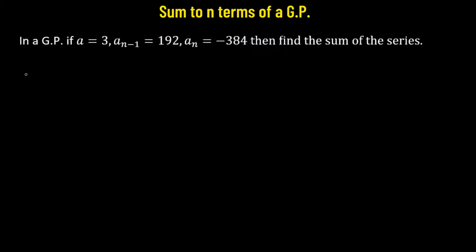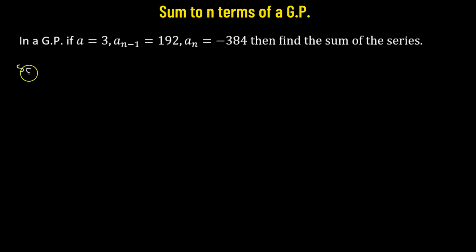We have a geometric progression where the first term is 3. An minus 1 means the second last term, that's 192. And we have our last term that has a value of negative 384. Using these three values, we need to find the sum of the series.